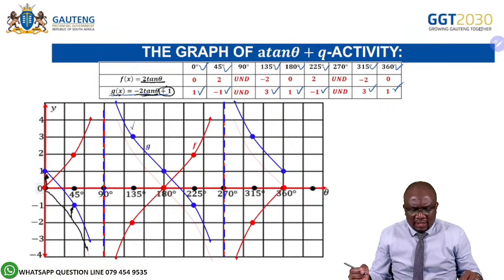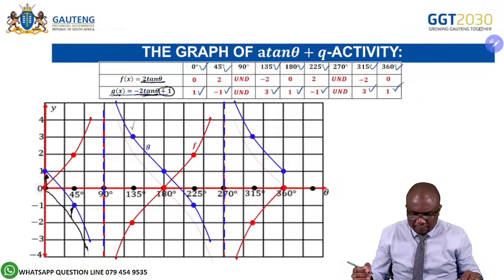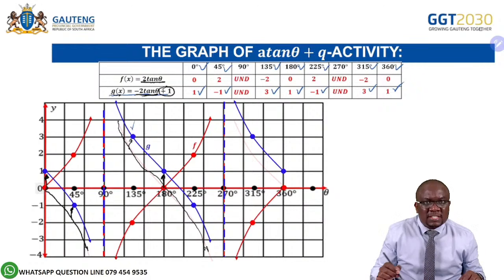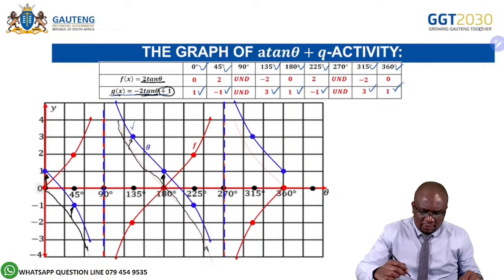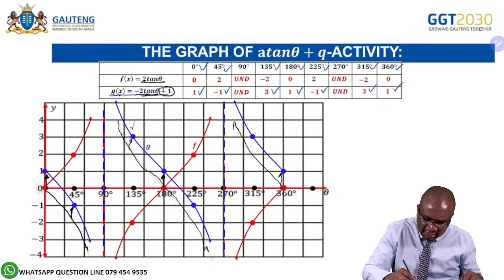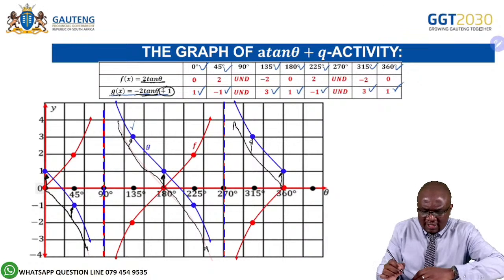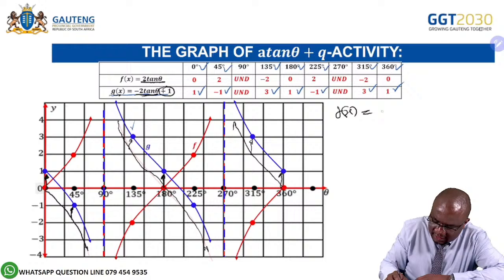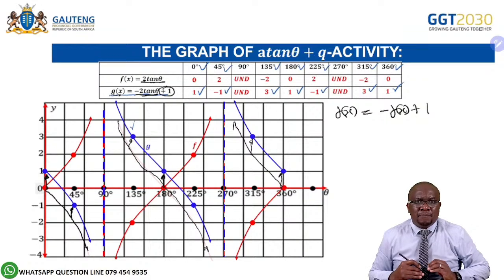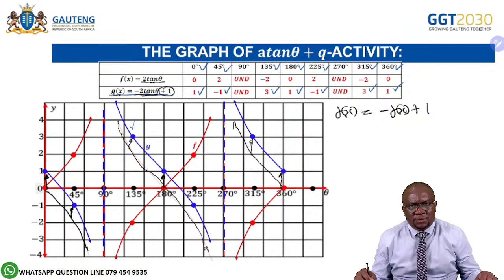Again here we see that this is reflection when 2 tan theta becomes negative 2 tan theta, then the points are shifted upwards by 1 unit. You see that? So reflection here about the x-axis, then the points are shifted by 1 unit. So it's like this is f of x becoming negative f of x plus 1. Negative f of x is a reflection about the x-axis, then plus 1, the shifting upwards by 1 unit.